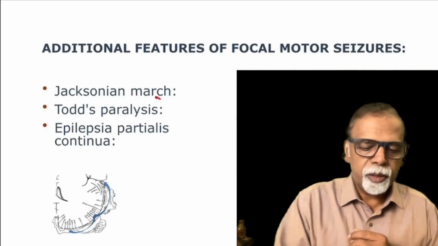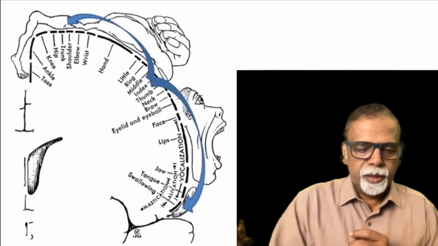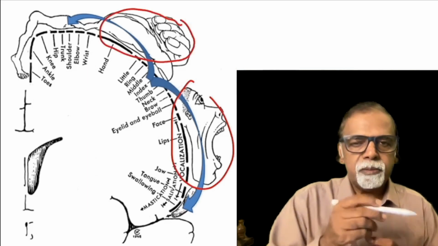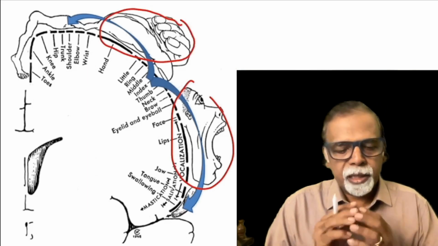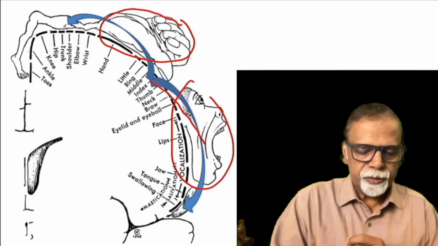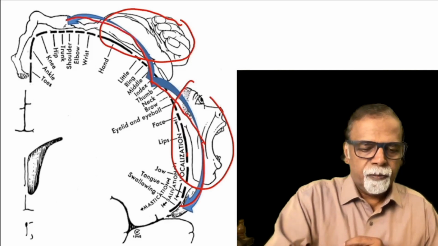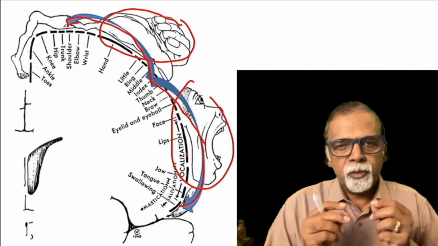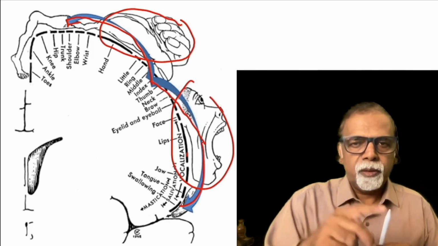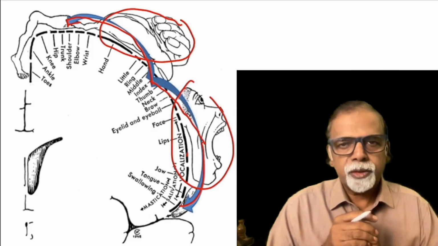One is what is called a Jacksonian march. Jackson, because we know that in the brain there is a cortical representation, with face and hands having maximum representation. Suppose an abnormal electrical activity starts in the region of the face, it may spread on to different regions depending upon the cortical representation. So this explains two features. One, most of the focal seizures either start in the thumb region or in the angle of the mouth. It spreads on, that is the Jacksonian seizure.